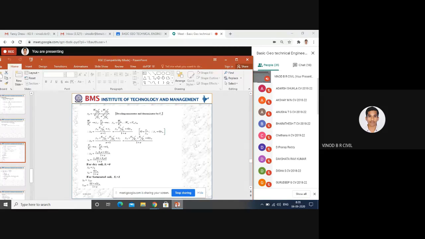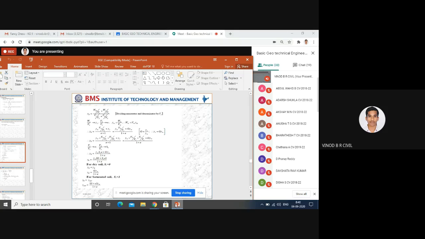Unit weight of soil is equal to G into gamma w, that is unit weight of water. You can see on the right-hand side within the bracket, gamma s is equal to G into gamma w, and G is equal to unit weight of soil divided by unit weight of water, that is specific gravity G. And again, volume of voids divided by volume of soil is equal to e, that is void ratio e. And volume of water divided by volume of voids is Sr, that is degree of saturation.